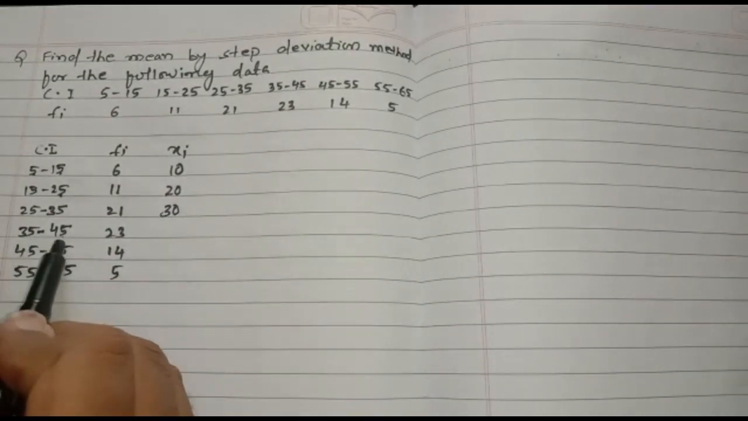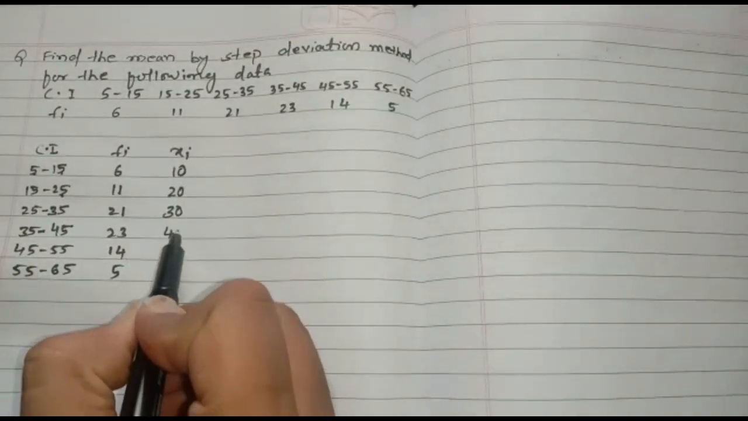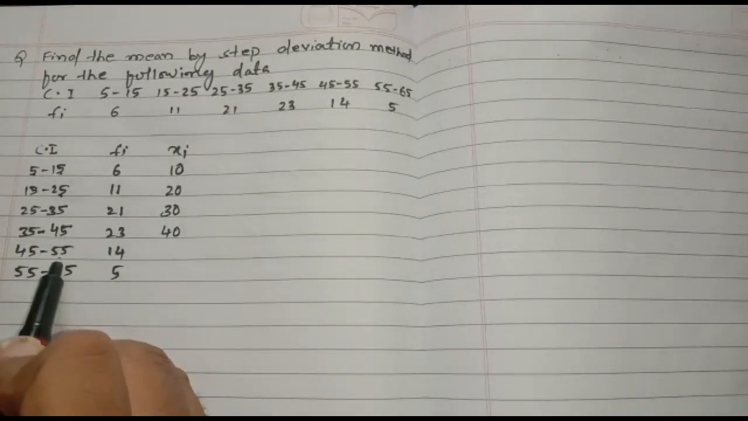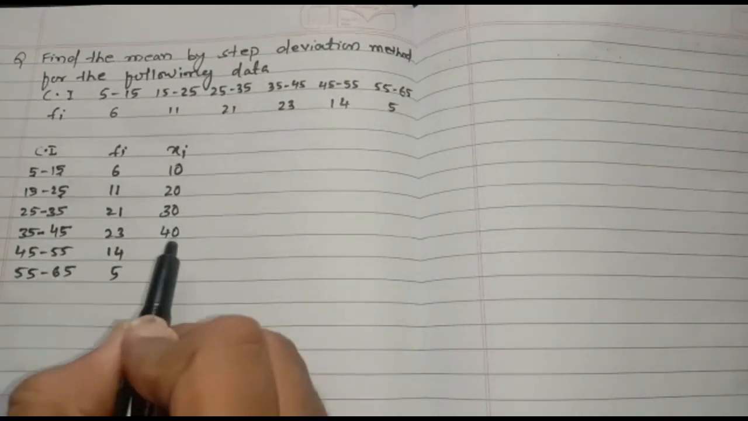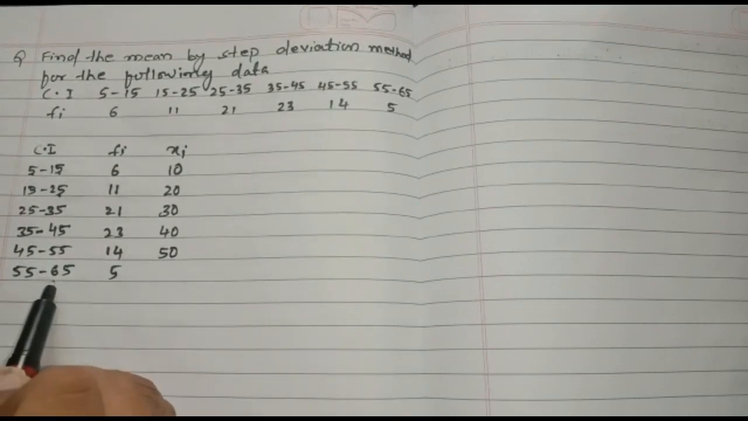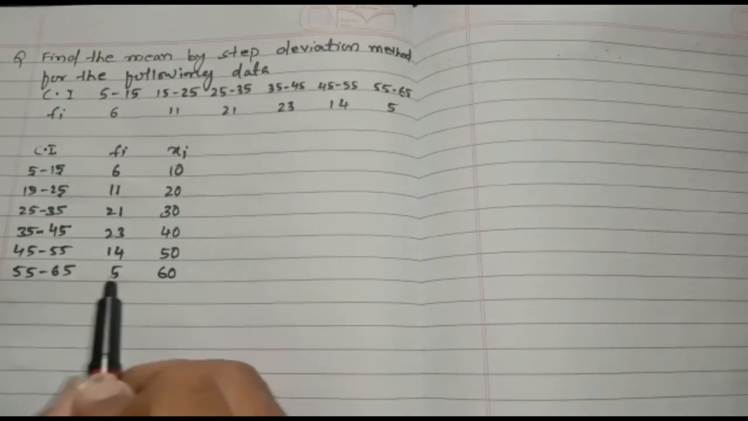35 plus 45 is 80, 80 divided by 2 is 40. 45 plus 55 is 100, 100 divided by 2 is 50. 55 plus 65 is 120, 120 divided by 2 is 60.